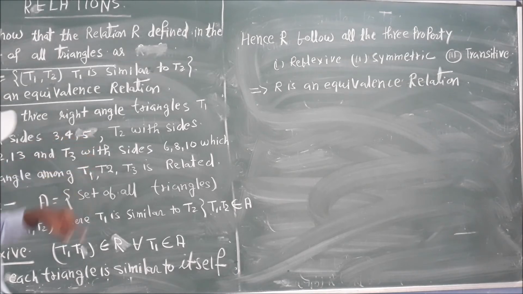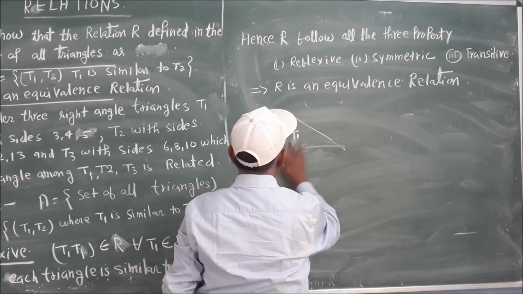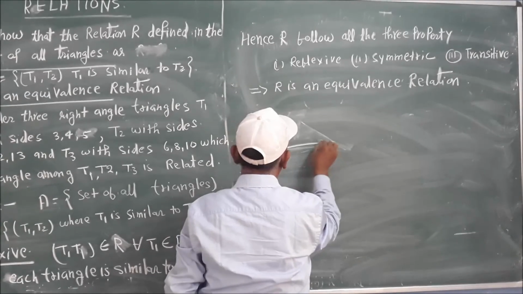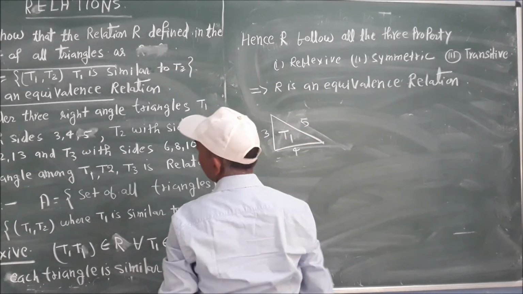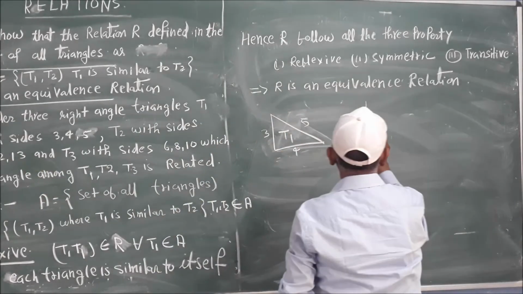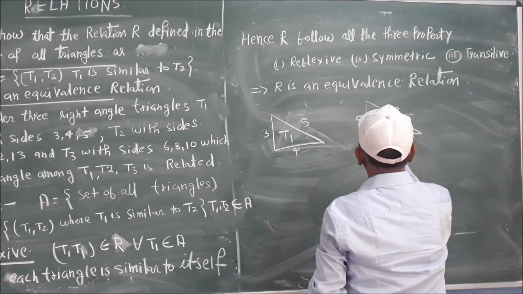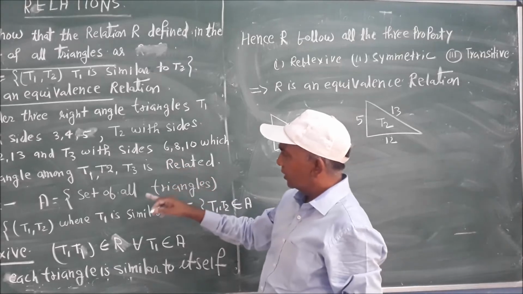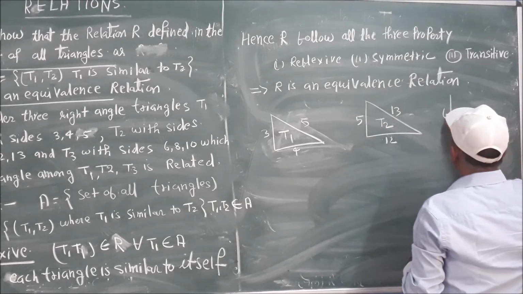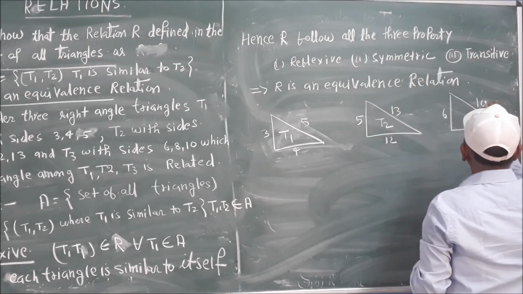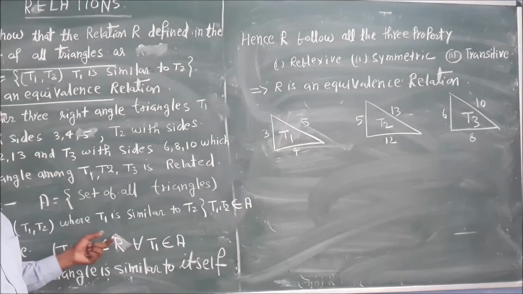Second part is, here are three triangles. The first triangle is T1, and this is a right angle triangle with sides 3, 4 and 5. The second triangle has sides 5, 13 and 12. This is your triangle T2. The third triangle is here. Its sides are 6, 8 and 10. This is T3. And our question is, among these, which are similar to each other?